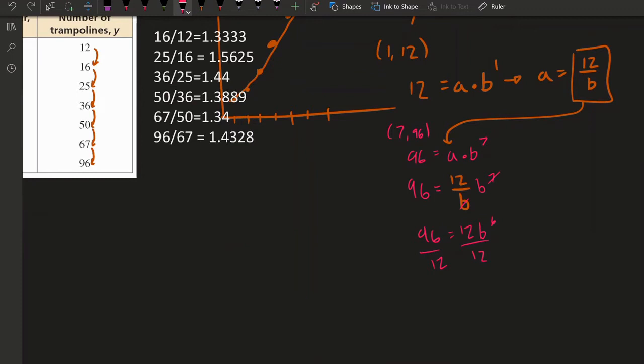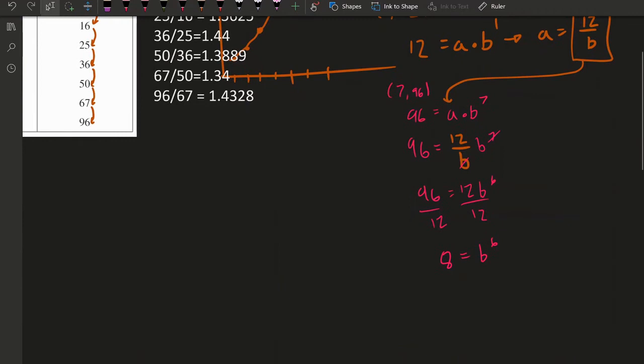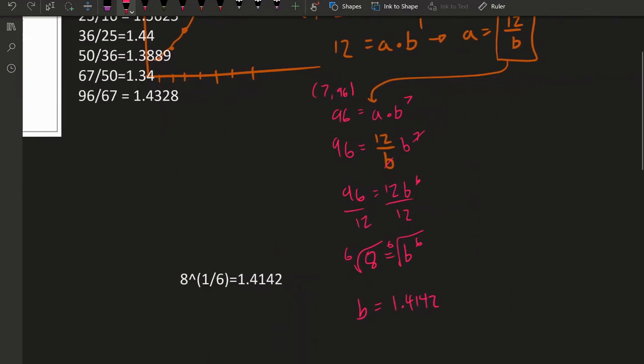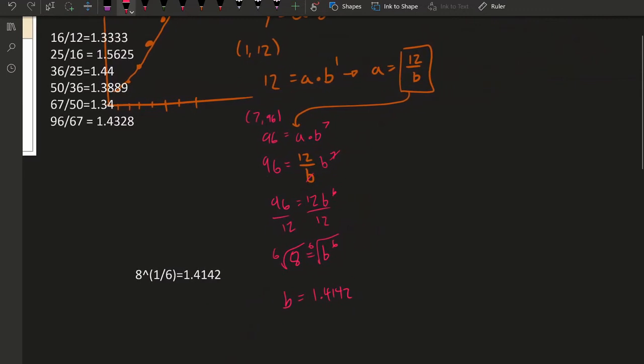We'll divide both sides by 12. 96 divided by 12 is 8, equals b to the 6th power. And then I will solve that by taking the 6th root of both sides. B is equal to, we'll use a calculator for this part, 8 to the 1/6 power, which is 1.4142. Now that I have that, I can go back and solve for a.